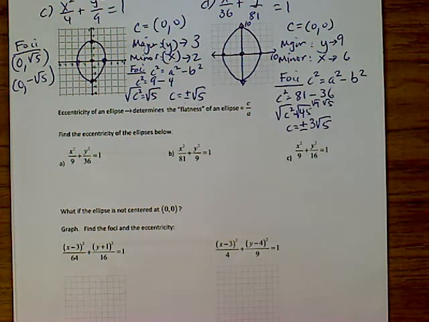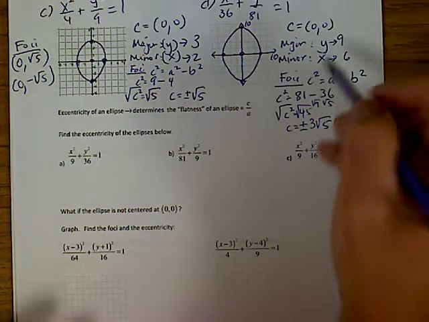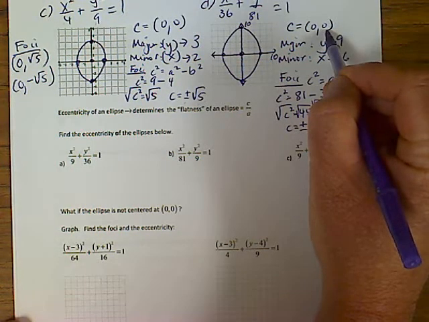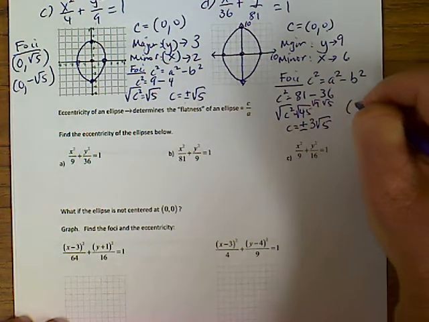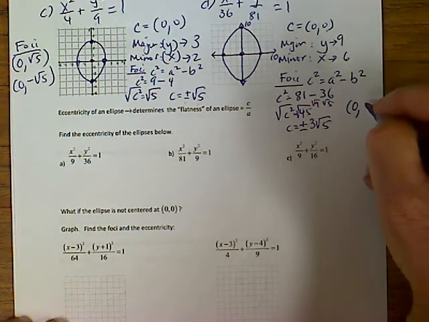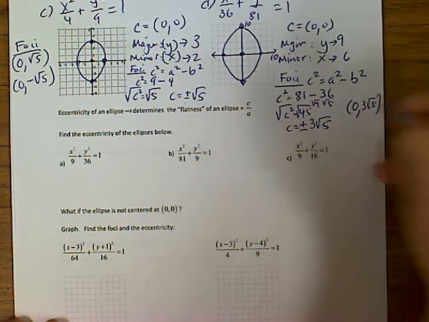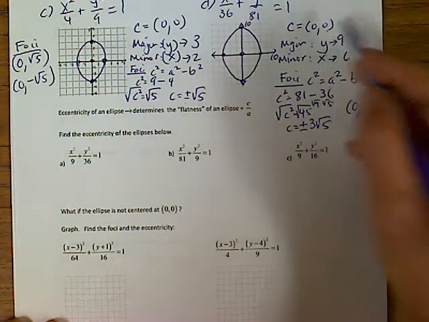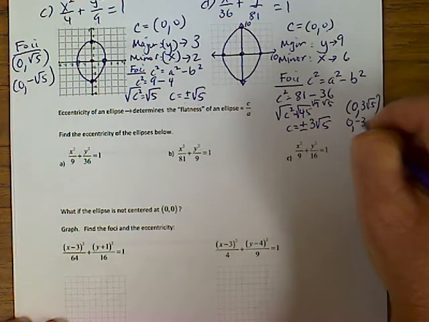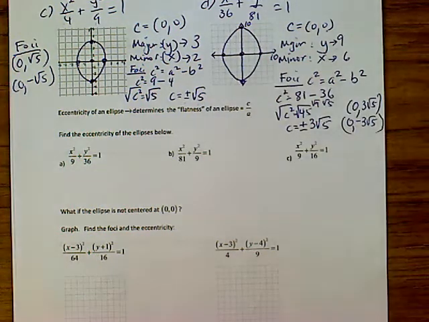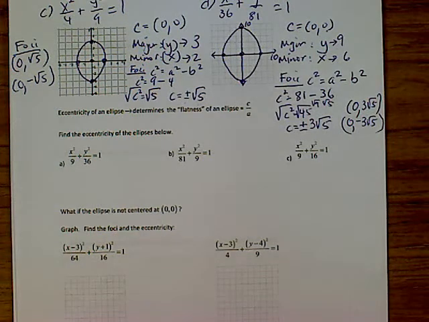Okay, so that's what's going to get added and subtracted to the major axis, which again is y. So add and subtract to the y. So my foci are going to be 0, 0 plus 3 square roots of 5, and 0, 0 minus, negative 3 square roots of 5. And there are your 2 focal points.